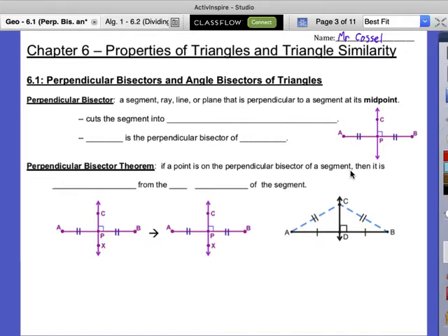So, perpendicular bisector. It's a segment, ray, line, or plane that is perpendicular to a segment at its midpoint. So if it's at its midpoint, it cuts the segment into two congruent parts. That's what it means by bisecting, right? It cuts it in half.